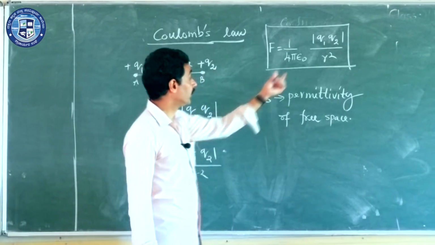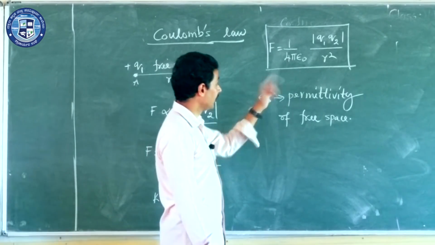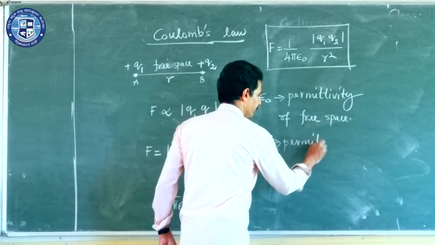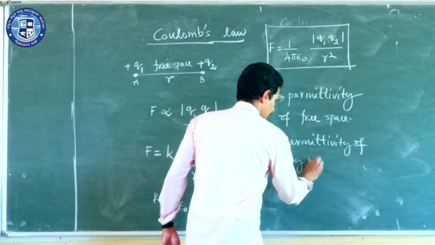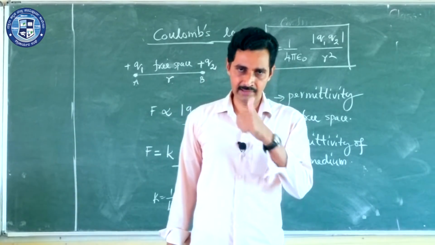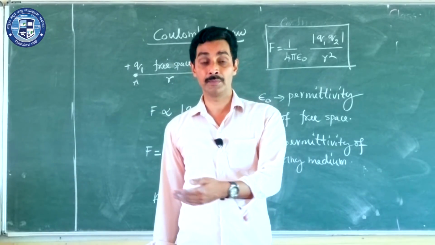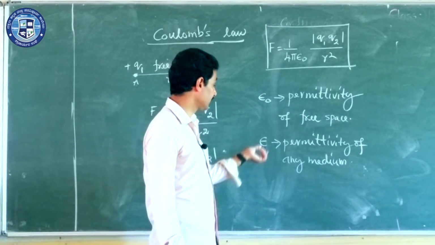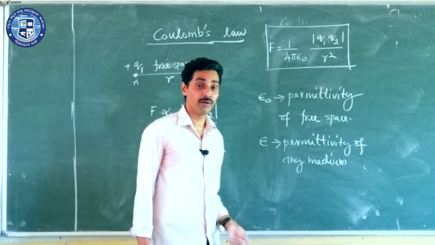And you know that if the medium is something else, you should not put epsilon naught here. If it is something else, you call it epsilon, and epsilon is the permittivity of any medium. But for air or free space or vacuum, we give a separate symbol, epsilon naught. As we say velocity of light in glass, velocity of light in water, but velocity of light in air is given a separate symbol, C. Similarly here, epsilon naught is the permittivity of free space, epsilon is the permittivity of any medium.